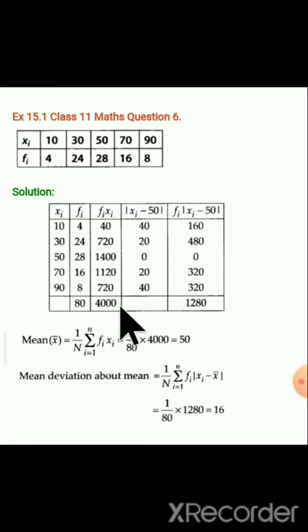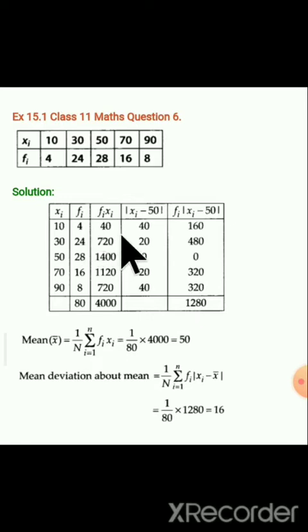So here sum of frequency and given observations is 4000. Next divided by sum of frequencies is 80. That is 4000 divided by 80 equal to 50. Next, by using this one, find out the value of xi minus x bar. X bar equal to 50. So 10 minus 50 that is 40. 30 minus 50 equal to 20. 50 minus 50 equal to 0. 70 minus 50 equal to 20. 90 minus 50 that equal to 40.